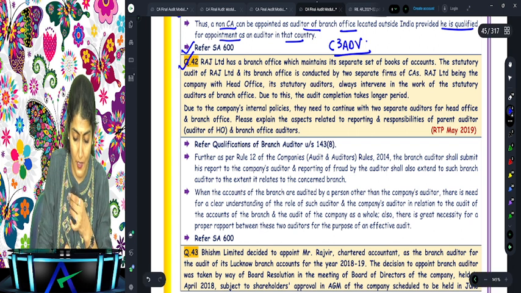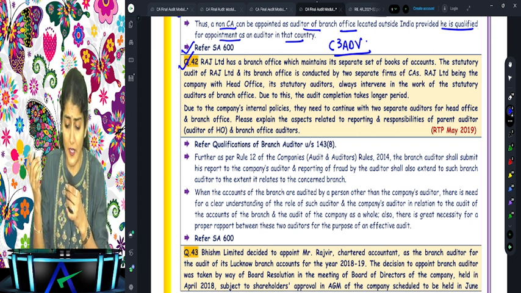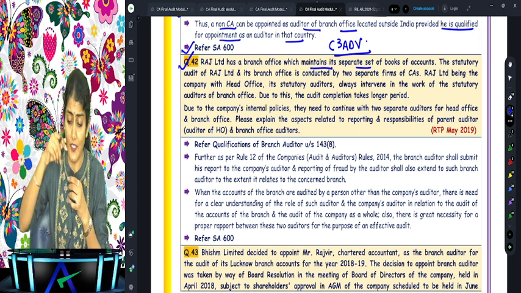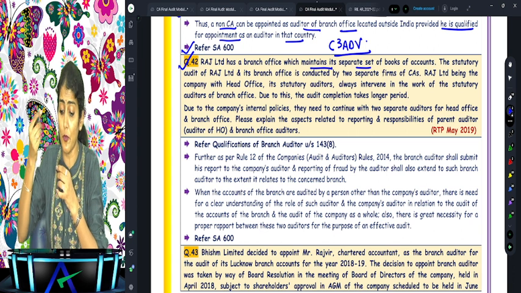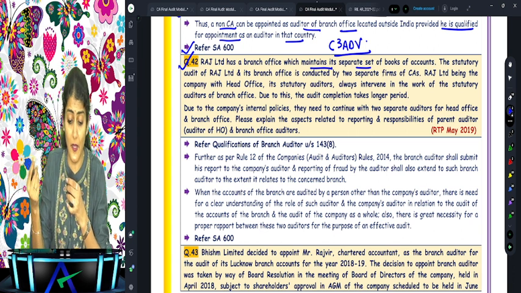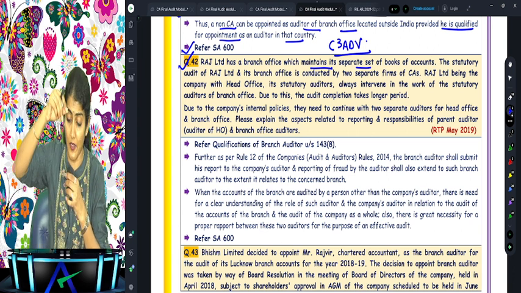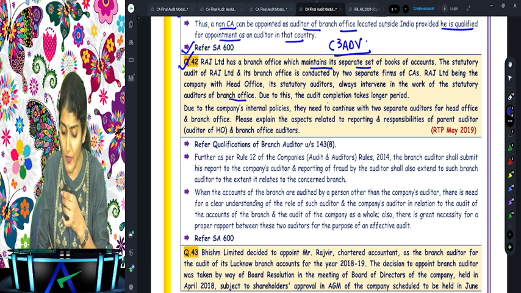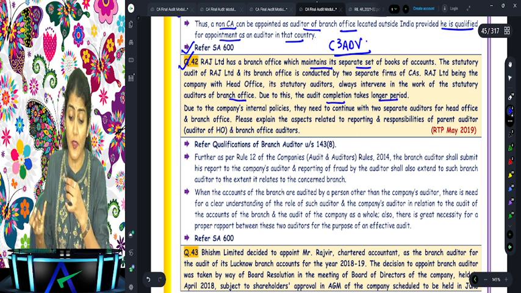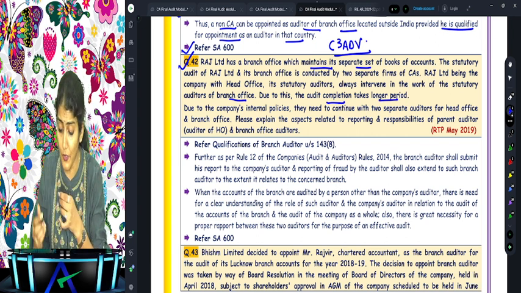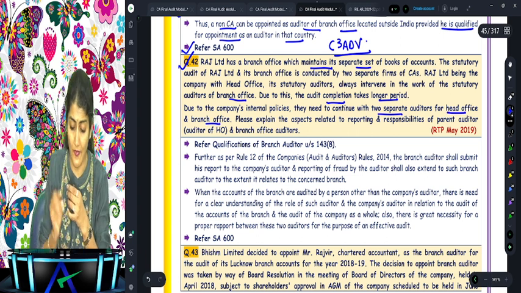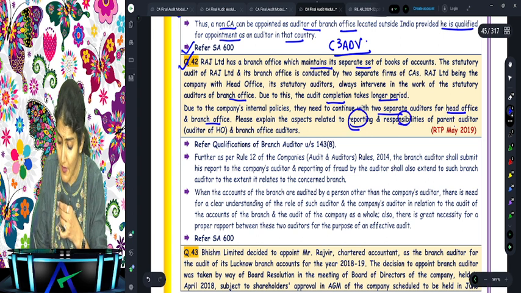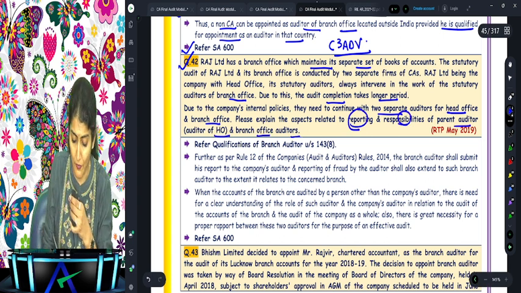Okay, coming to question number 42. Raj Limited has a branch office which maintains its separate set of books of account. The statutory audit of Raj Limited and its branch office is conducted by two separate firms of CAs. Raj Limited being the company with the head office, its statutory auditor always intervenes in the work of the statutory auditors of the branch. Due to this, the audit completion takes the longer period. Due to the company's internal policy, they need to continue with two separate auditors for the head office and the branch office. Please explain the aspects relating to the reporting and the responsibilities of the parent auditor and that of the branch auditor.